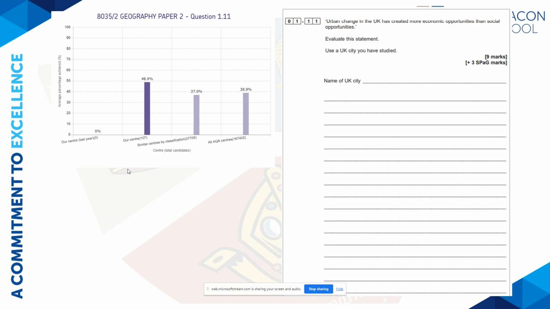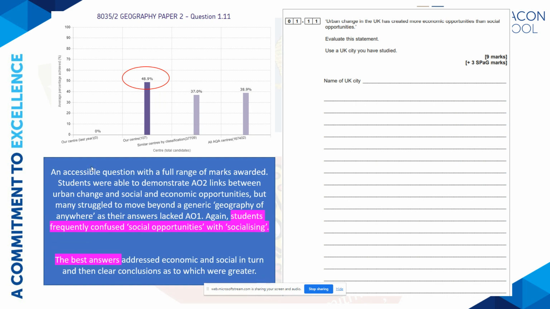Question 1.11, this is the one with SPAG. Urban change in the UK has created more economic opportunities and social opportunities. So again, this is an evaluative question. And we got above national average here. And this question wasn't asked in last year's paper. Students frequently confuse social opportunities with socialising. So going to the pub, going to restaurants, meals out with friends. They confuse that with social opportunities. Are we aware of social opportunities compared to socialising?